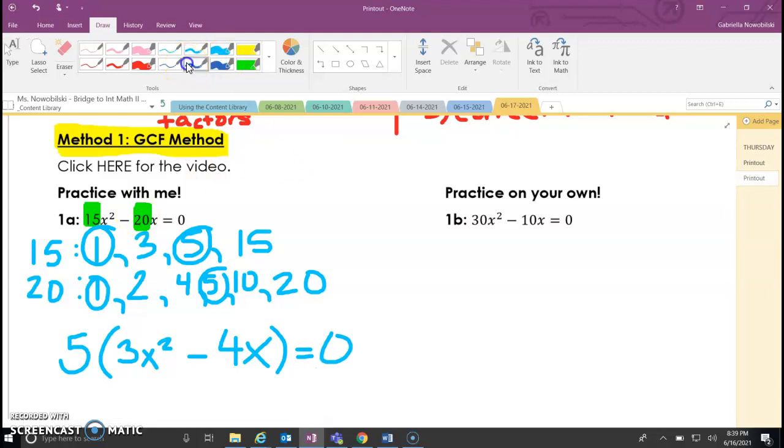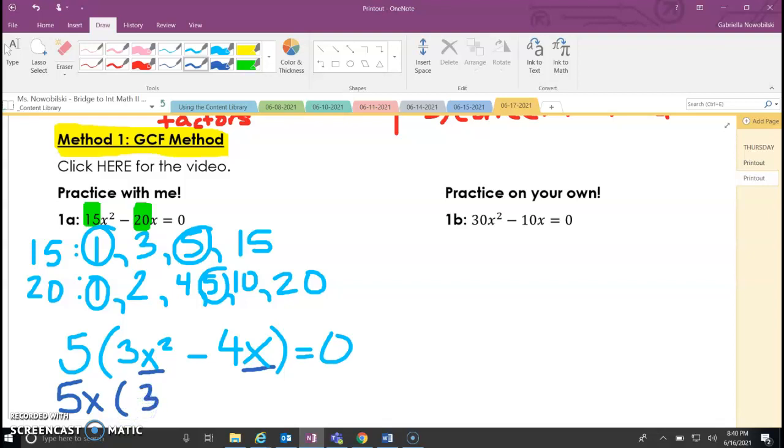Okay, one last step here. I have an x squared and I have an x. Again, their greatest common factor is an x. I can pull an x out of both of them. I can pull an x out of x squared, and obviously I can pull an x out of the variable x. So your full greatest common factor is going to be 5x.